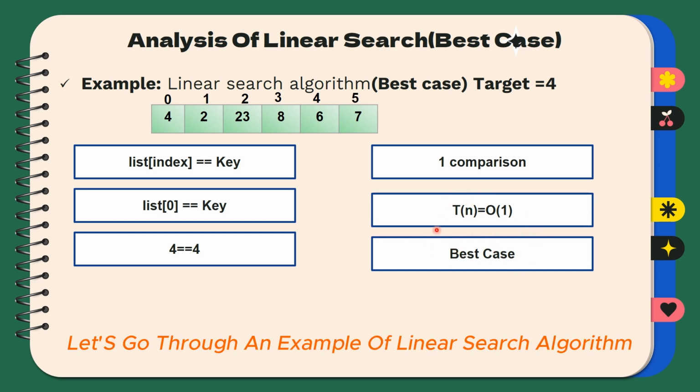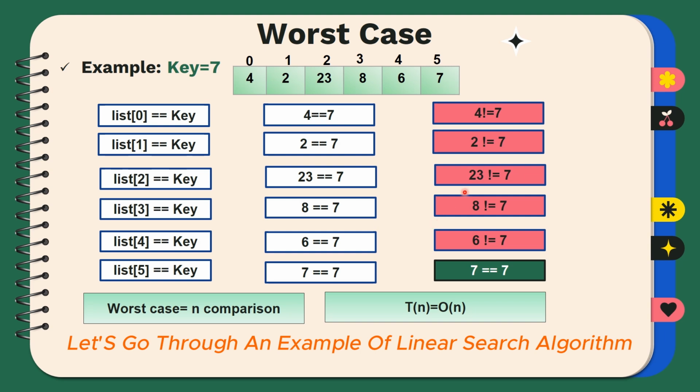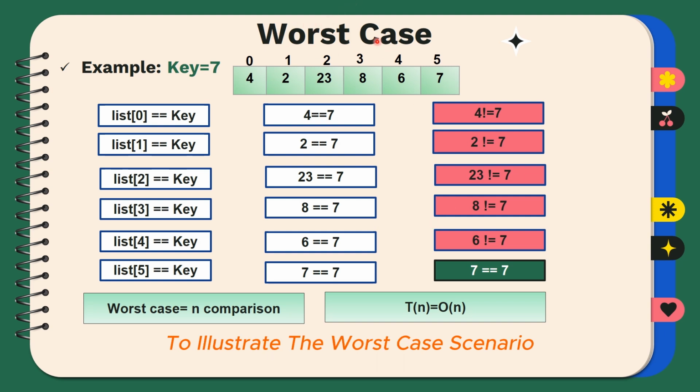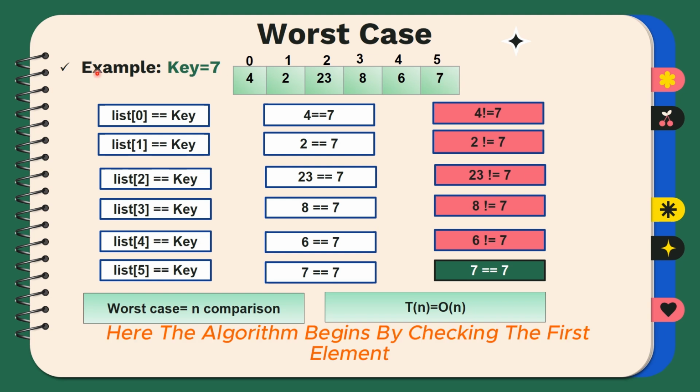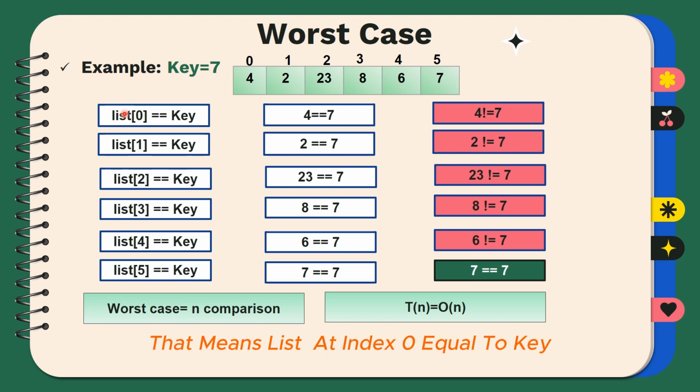Now, let's go through an example of the linear search algorithm to illustrate the worst case scenario. In this case, our target value is 7, which is located at the end of the array. We are using the same example. Here, the algorithm begins by checking the first element, that means list at index 0 equal to key. This translates to 4 equal to 7. The condition is false, so we move to the next element.